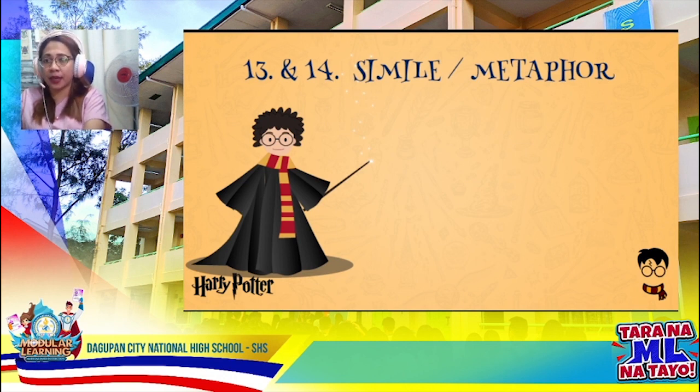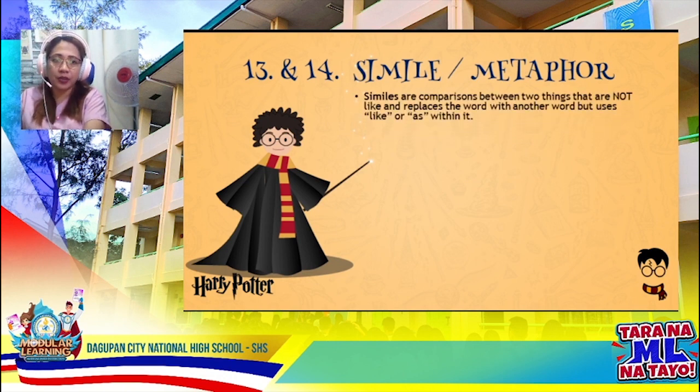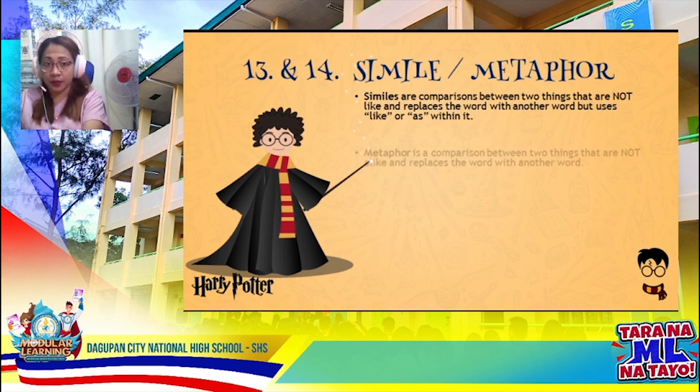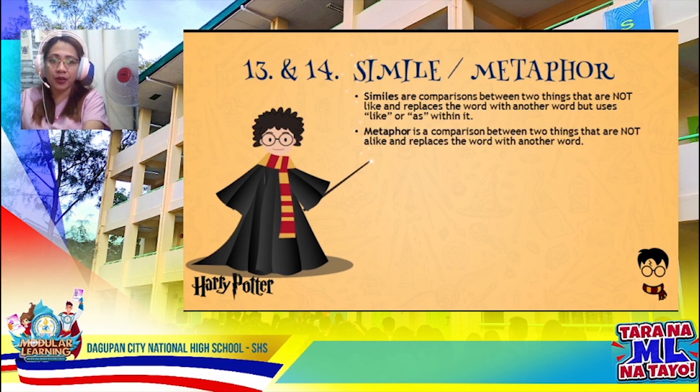Last, we have simile and metaphor. A simile is a comparison between two things that are not alike and replaces the word with another word but uses like or as within it. While a metaphor is a comparison between two things that are not alike and replaces the word with another word. So when we say simile, it uses the word like or as. When we say metaphor, it's a direct comparison. Okay? Both simile and metaphor try to compare two different things. But direct comparison is used in metaphor.